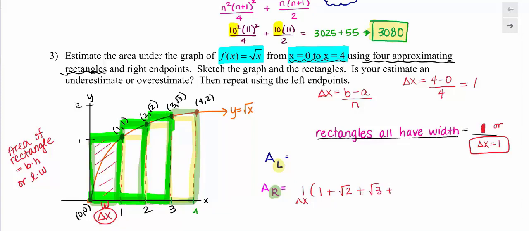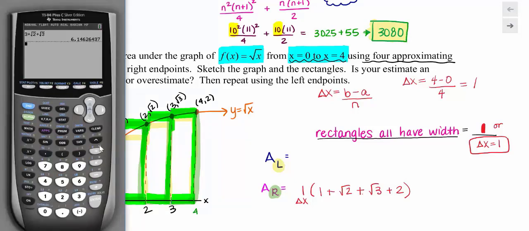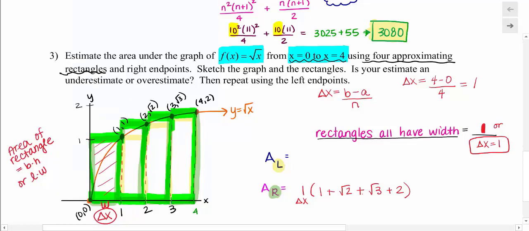And then my last rectangle, because it said to put in 4 of them and I already have 3 heights there, will be from 3 to 4, so the right edge has a height of 2. If I put this in my graphing calculator, I can get an estimate, because oftentimes they want an approximation accurate to so many decimals, but certainly we could leave it exact and just say 3 plus square root of 2 plus square root of 3, but we can also figure out the decimal. So it's approximately 6.146.